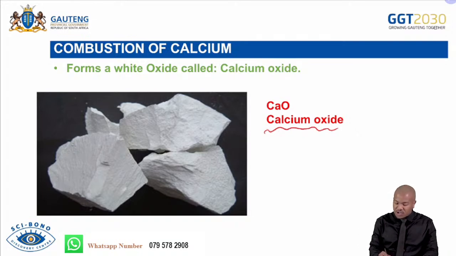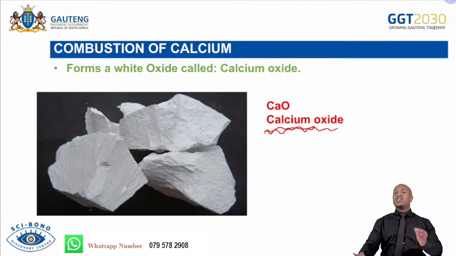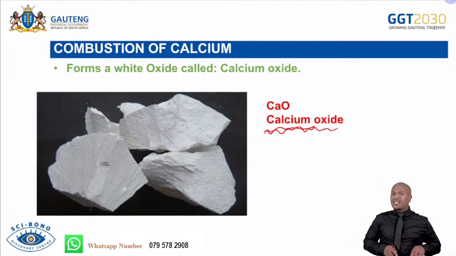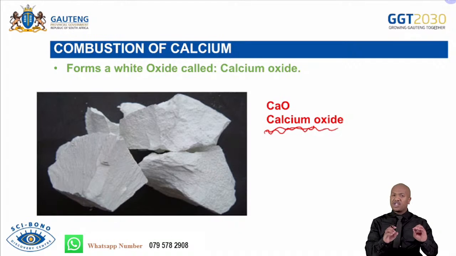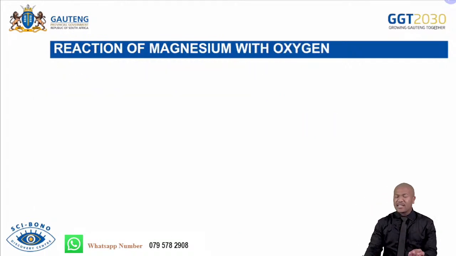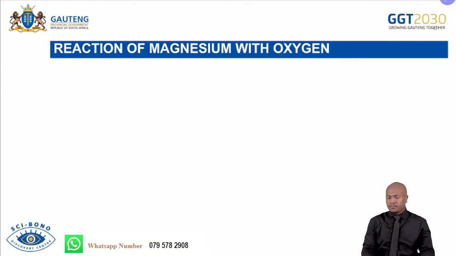So I want you to notice this. Calcium oxide. We said the general reaction of metals with oxygen is metal plus oxygen forming a metal oxide. So in this case, the calcium is our metal, right? So it is calcium plus oxygen forming what? Calcium oxide. The second example then, magnesium with oxygen.